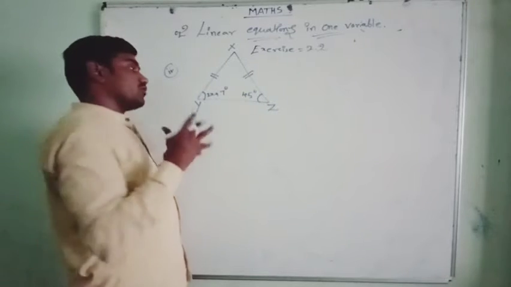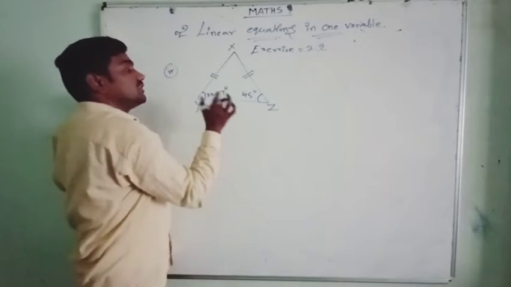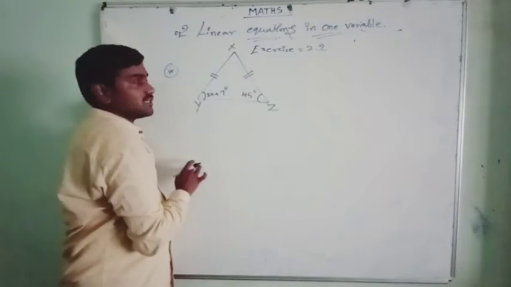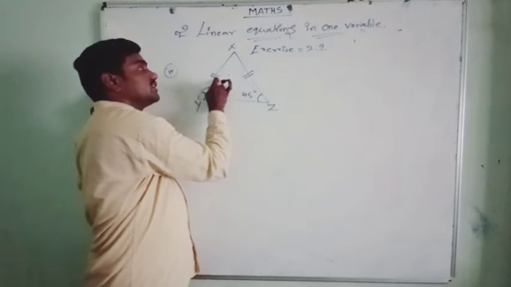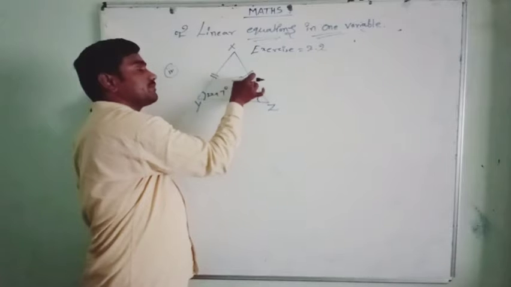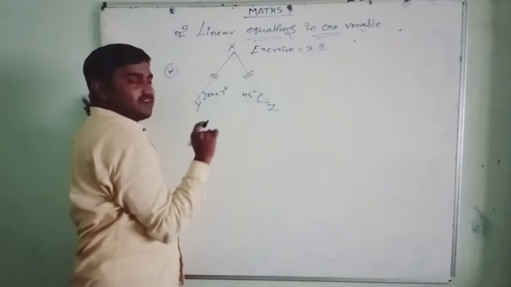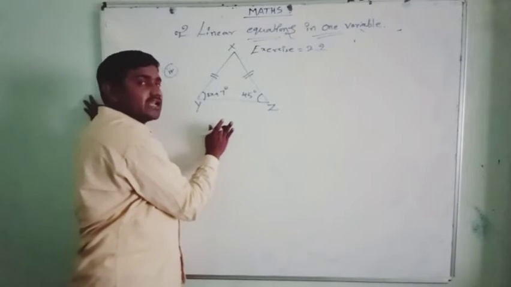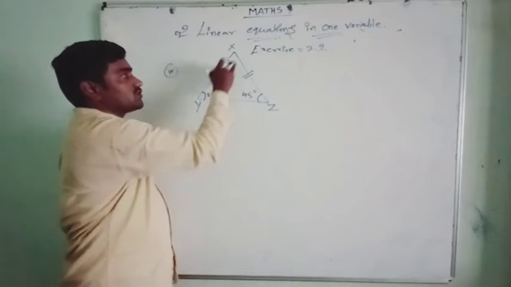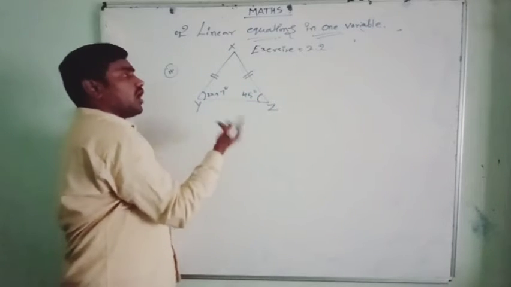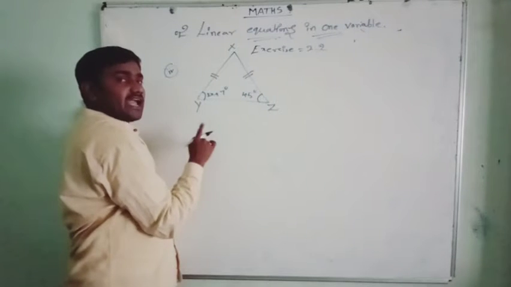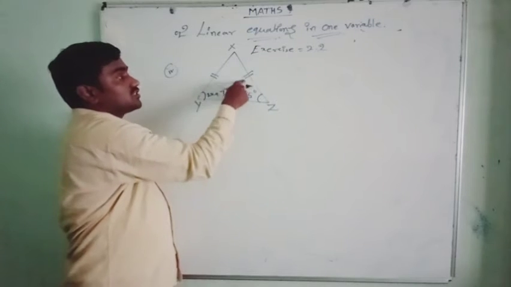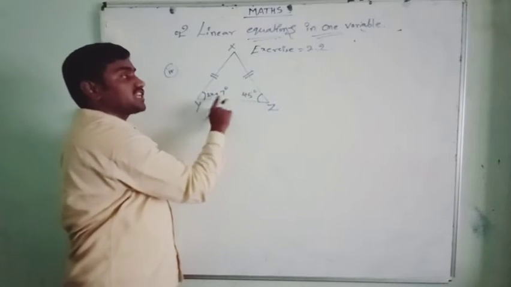So here we need one more property of a triangle: the angles opposite to the equal sides are equal. This mark means these two sides are equal in length. Which triangle is this actually? It is an isosceles triangle. In an isosceles triangle, two sides will be equal. So how can we find the x value then? The angles opposite to the equal sides: since these two sides are equal, the opposite two angles also will be equal.